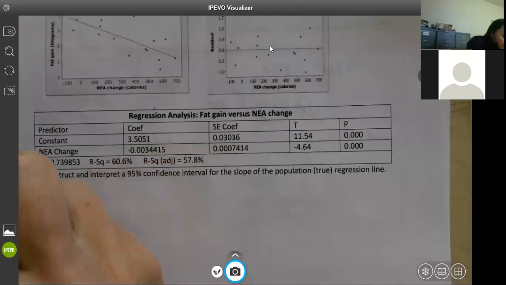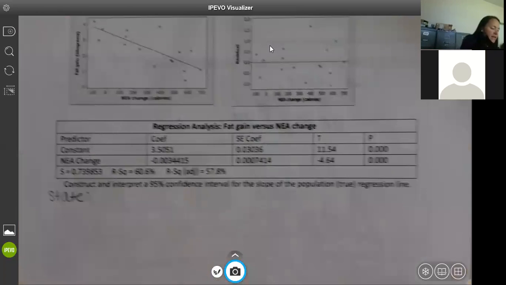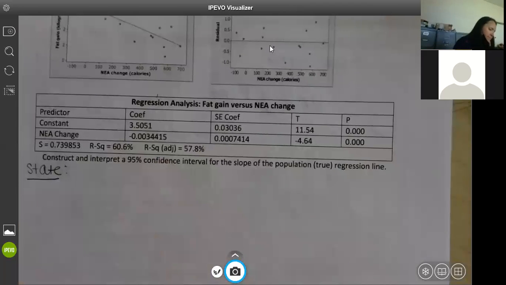So the first thing that we're going to do, of course, is state, and what goes in our state.